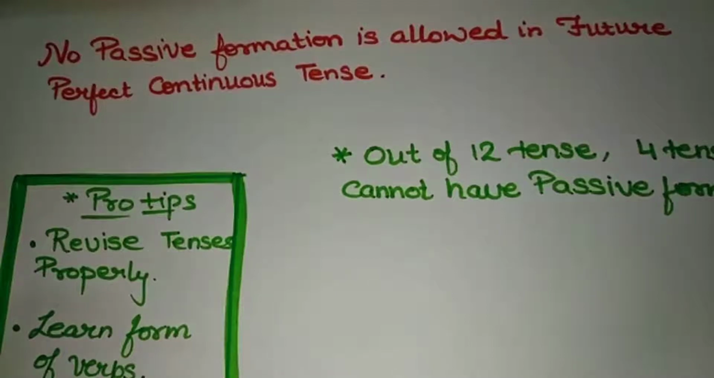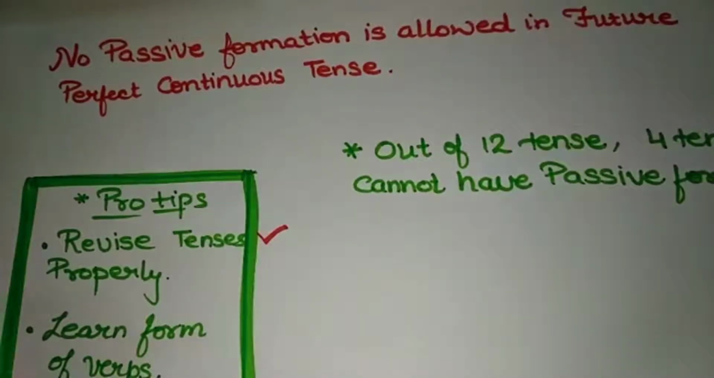Now, when we have covered all the tenses, active and passive, I want to tell you a few things about how you can learn and understand them better. Before learning active and passive, you must have knowledge of tenses. So the first thing is that you have to revise tenses properly, because that is the basic thing. If you know the basic construction of a sentence, it will become easy for you to understand the passive form as well. And the second thing, you have to understand or learn forms of verbs.